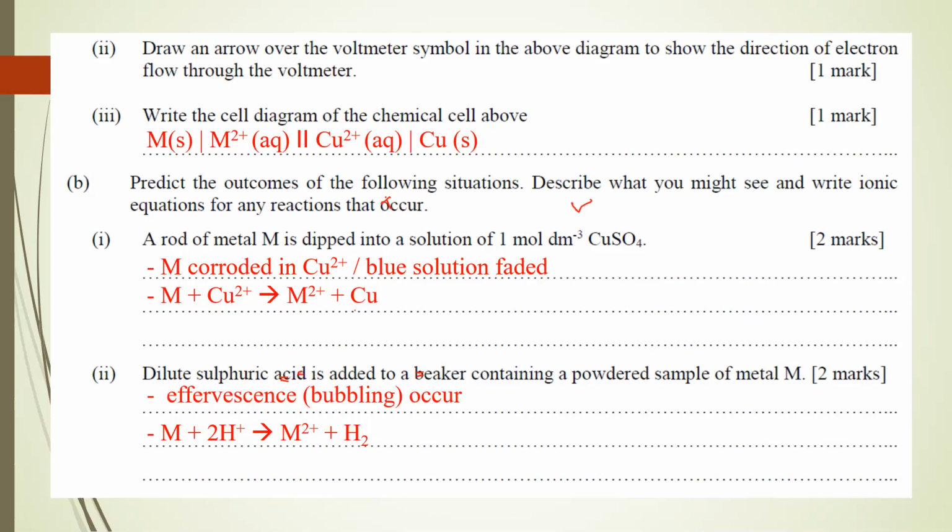M plus 2H plus give M2 plus H2. That is for the positively charged ion. You displace the hydrogen gas.